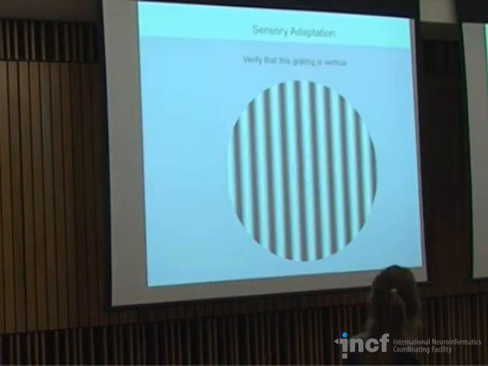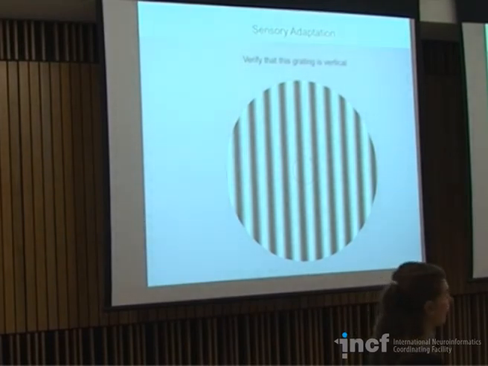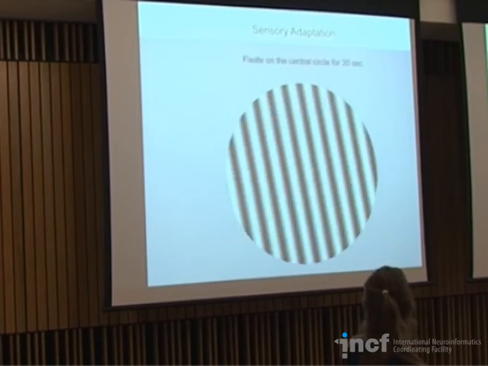So maybe I can show you this. By sensory adaptation, I mean this kind of thing, where you look at this grating and make sure you see it as being vertical. Now you fixate on a stimulus like this for something like 30 seconds, which is very long, so we'll do much less.